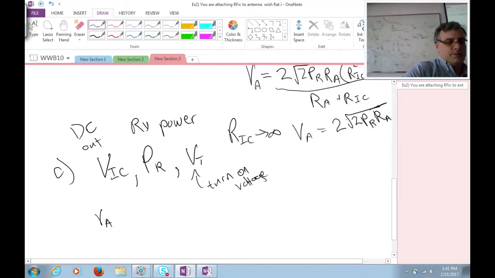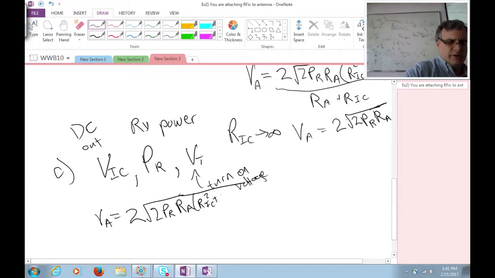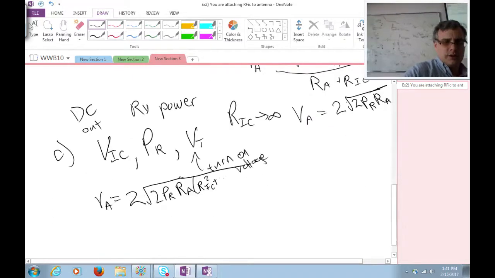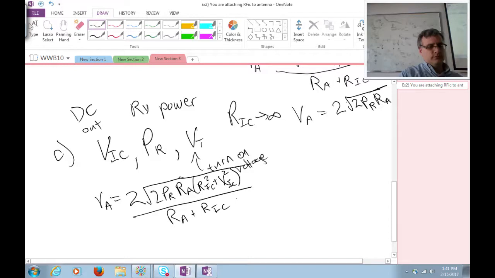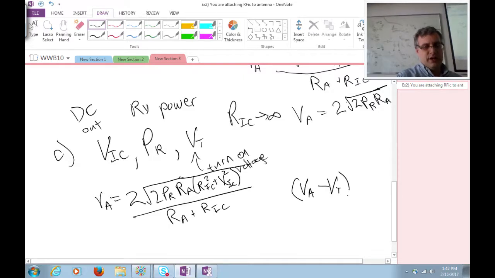We know that VA is equal to, if it's conjugate matched, 2 times the square root of 2 PR RA. And let's go ahead and leave in these variables: RIC squared plus XIC squared over RA plus RIC. That's my voltage. And what I need to do is VA minus VT is approximately equal to the amount of voltage that will clear the diode. I need VT to turn it on, and then I need VA minus VT to kind of make it over the hump.